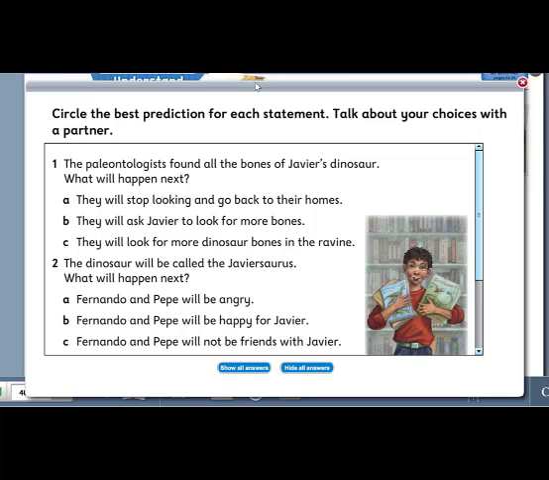Number 1. The paleontologists found all the bones of Javier's dinosaur. What will happen next? They will stop looking and go back to their homes, or they will ask Javier to look for more bones, or they will look for more dinosaur bones in the ravine. Yes, that's correct. It's C.